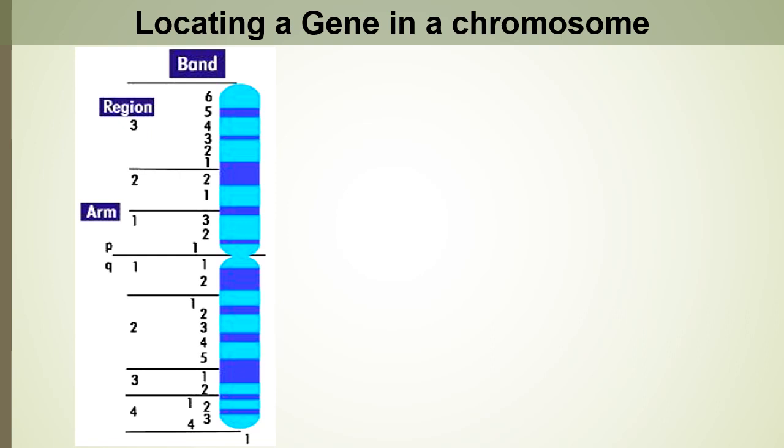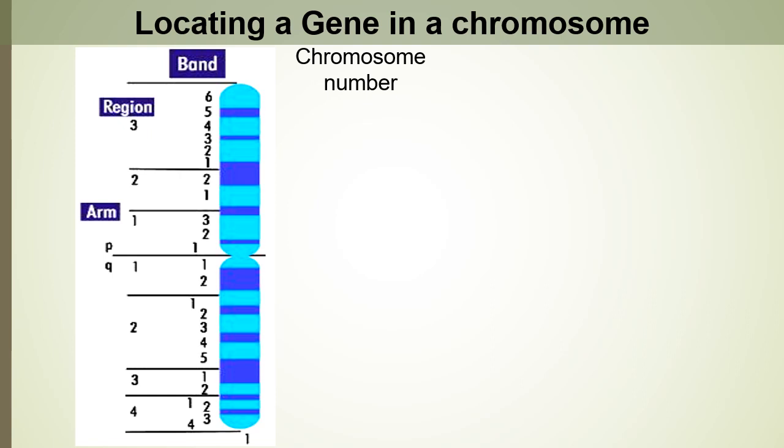Now let us see how to locate a gene in a chromosome. Here in the image of chromosome number 1, we can see there are two arms, P and Q. The P arm has 3 regions and the Q arm has 4 regions. In the P arm, region number 1 has 3 bands, region number 2 has 2 bands, and region number 3 has 6 bands.